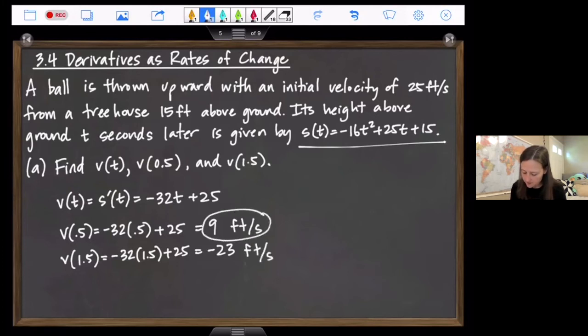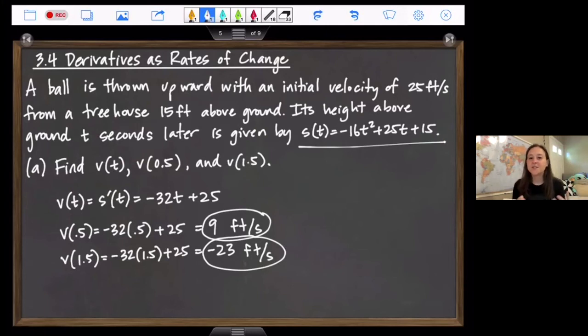All right, so this means I've thrown this ball up in the air. After a half a second, it's traveling with a velocity of 9 feet per second. Notice it started off with 25 feet per second. Gravity is slowing that down, but at a half second, it's still moving upward. So remember, positive velocity means upward trajectory. Then at 1.5 seconds, its velocity is negative 23 feet per second. So that means at 1.5 seconds, we're already on the downward part of this trajectory. The ball's been thrown up in the air, gravity's pulling on it, it turned it around at some point, and now it's headed down in the negative velocity direction.